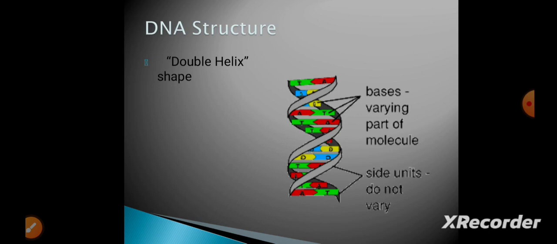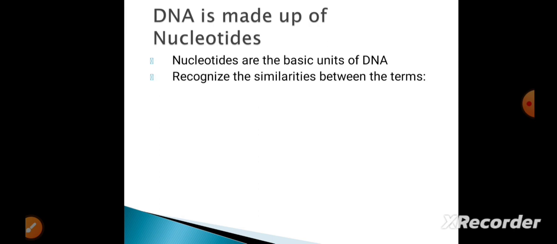So DNA is made up of nucleotides. Simply you can say DNA is a long chain or polymer which is made up of nucleotides. Now what are nucleotides? Nucleotides are the basic units of DNA, like bricks are the basic unit of a building, and cells are the basic unit of the body. Likewise, nucleotides are the basic units of DNA. And you have to recognize a few similar terms here: nucleotide, ribonucleic acid and nucleus. See, nucleo somehow resembles all these three terms.